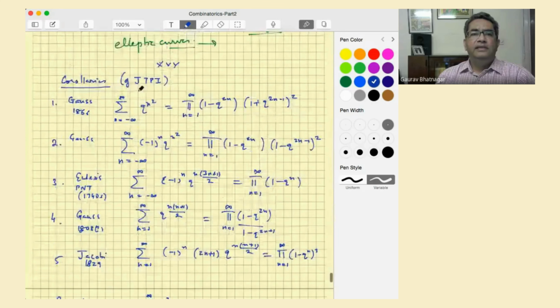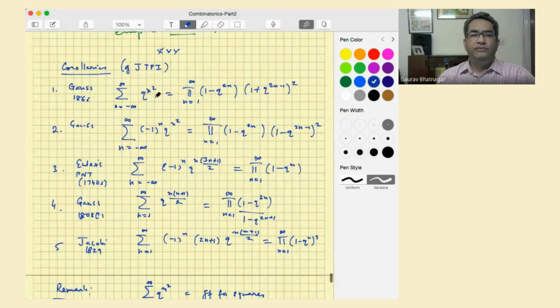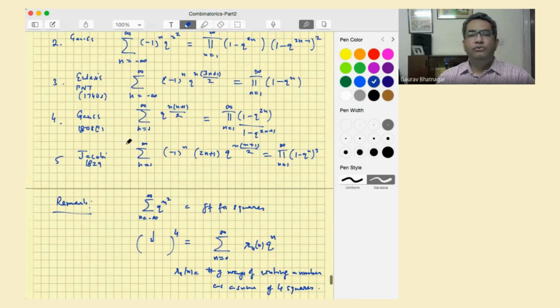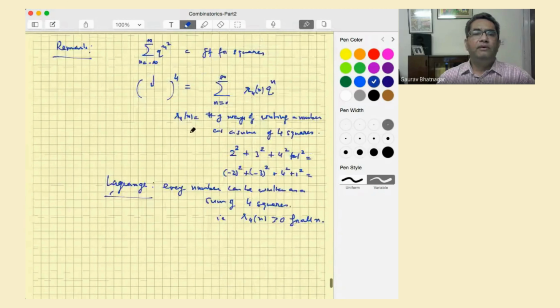See, this is the generating function for squares. This one is the generating function for triangular numbers. So there is a famous theorem of Gauss which says every number can be written as a sum of 3 triangular numbers, for example. That has to do with raising this to the 3rd power.